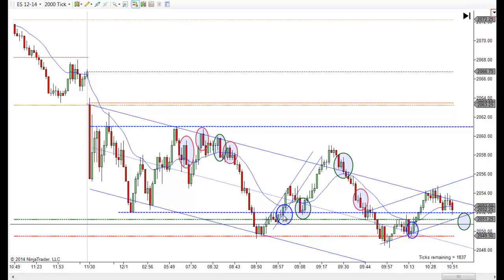But there's a failed second entry short that reverses and goes out the top. I like that for a long because you're probably headed back to the upper side. And this is looking really rangy. Look how flat the EMA is. So you figure you're probably headed back up here, at least back to the trend line.